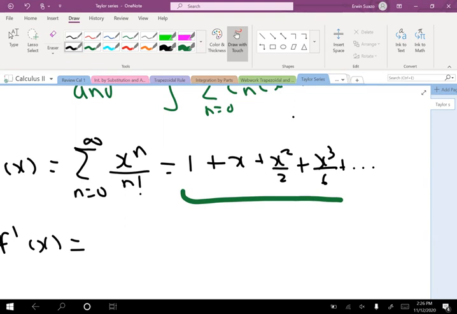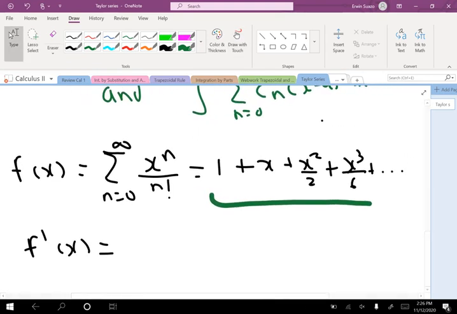So if the derivative, let's see, what is the derivative of 1? Let's take the derivative of 1. The derivative of 1 is 0. The derivative of x is 1. The derivative of x squared divided by 2.